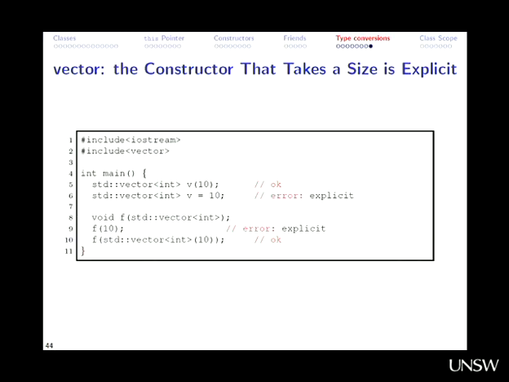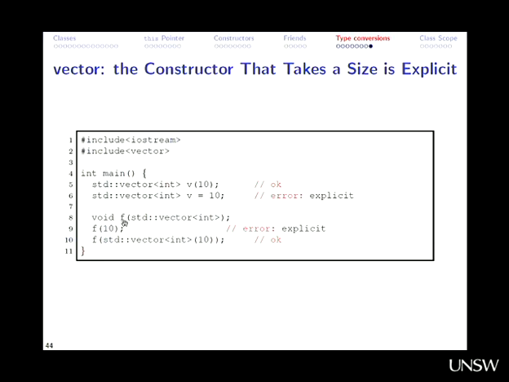So last week we looked at the vector class in detail, and we looked at all the different constructors that it had. One of them took the size that the vector should be. On line 5 of this code on the left-hand side, we're constructing vector v with size 10. That's okay. But we can't say std::vector v = 10, because the vector's size constructor is explicit. That explicit prevents that from happening.